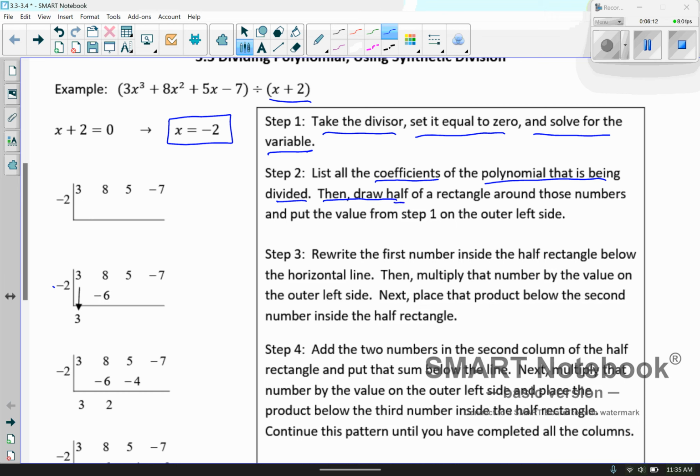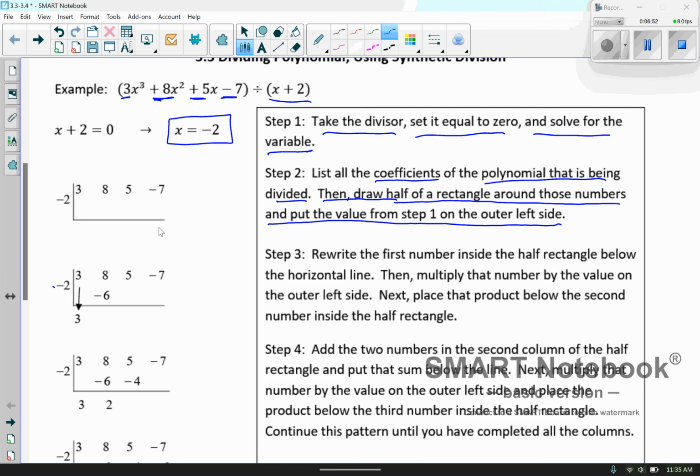So that's step one. Step two is to list the coefficients of the polynomial that is being divided, and then draw half of a rectangle around those numbers and put the value from step one on the outer left side. So here, these are the coefficients: 3, 8, 5, and -7. So I write those numbers down, and then I create this half of a rectangle, okay? And then I put that value from step one on the outer left side right here. Some people write this a little different, but it's essentially in this format.